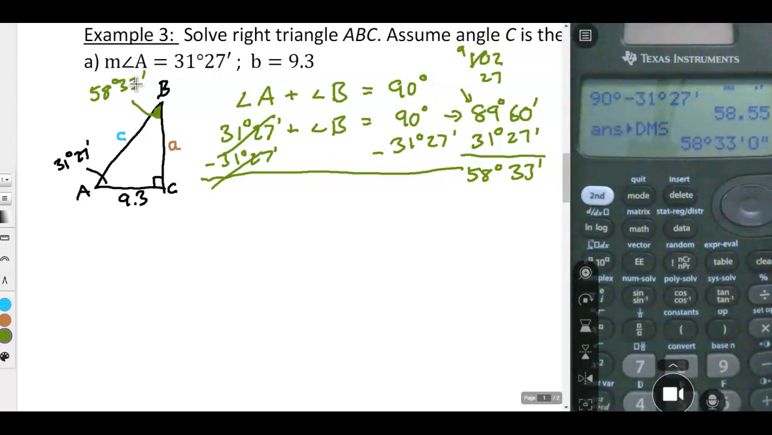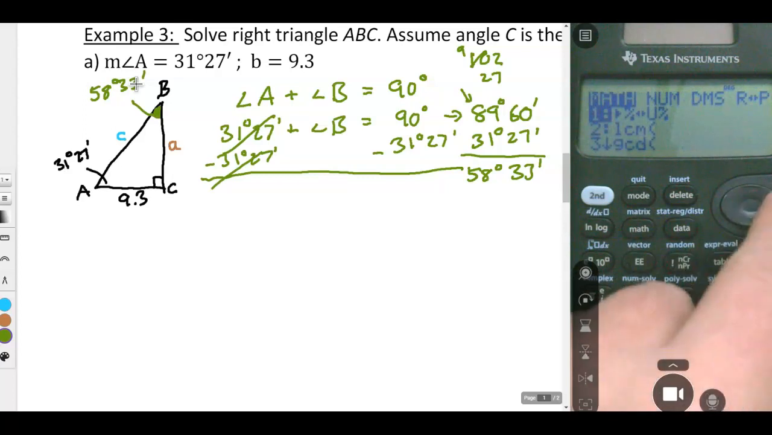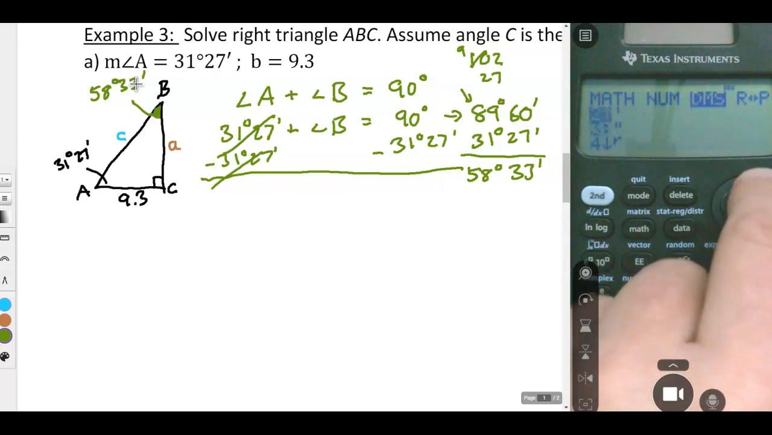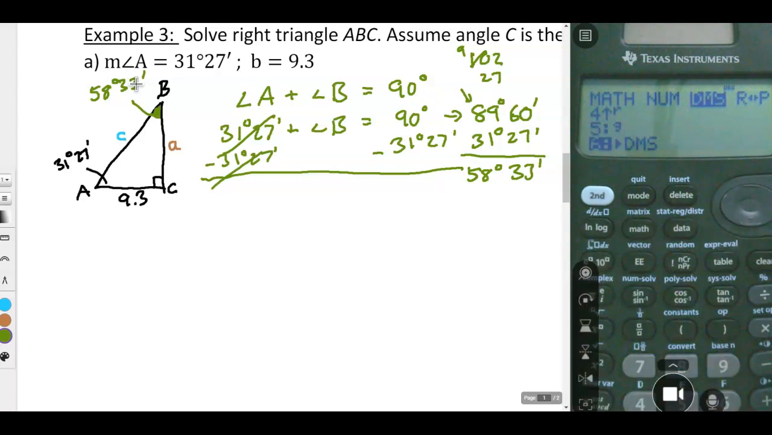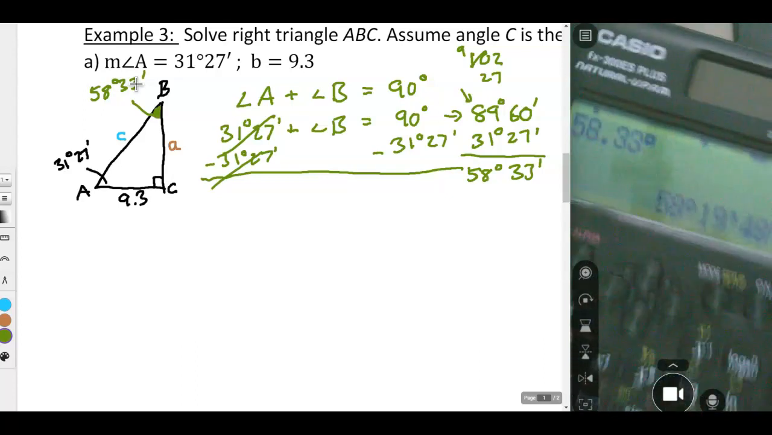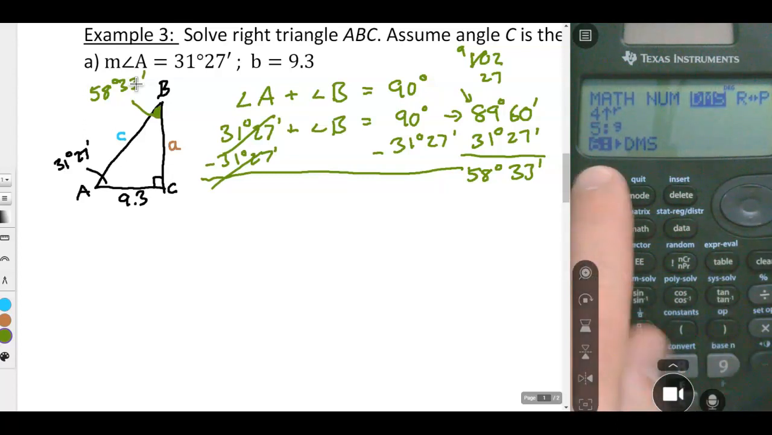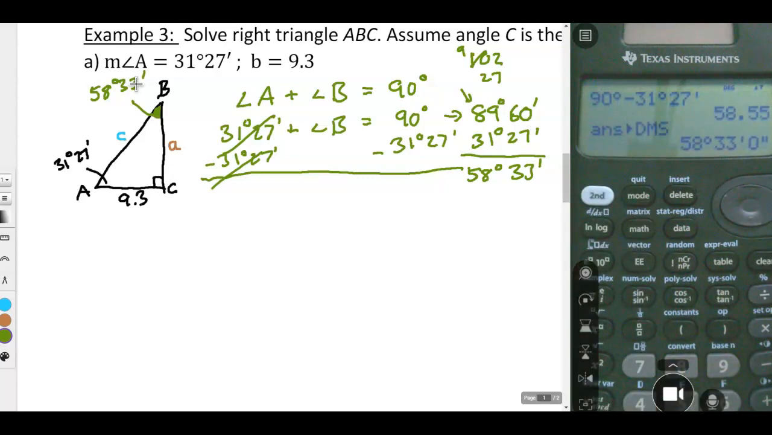Whereas here, I had to click math, I had to scroll over every single time to get to my symbols here. So in this sense, the Casio is a little bit easier to use. So it just depends on the particular problem. All right. So that's one part. We still need to get two sides.